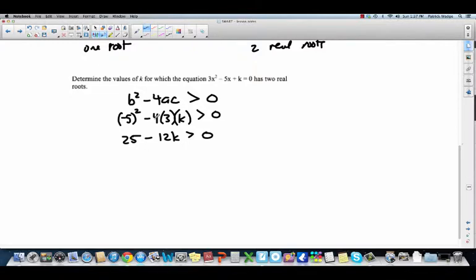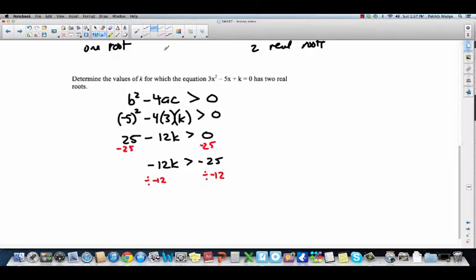But you don't have to. And I'm actually going to do it differently here just to remind you of something when you're solving inequalities. So let's say we subtract 25 and subtract 25 here. So you end up with negative 12k is greater than negative 25. Okay, what's our next step? Got to get the k by itself. Divide by negative 12 and divide by negative 12.